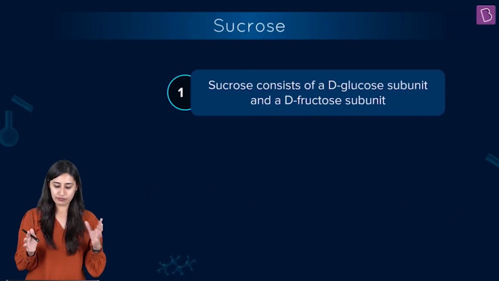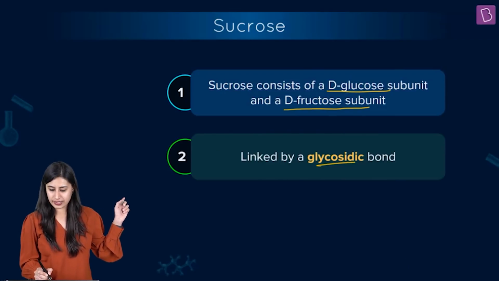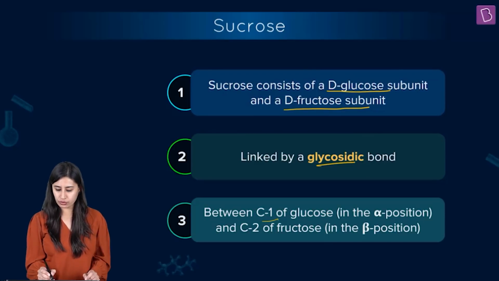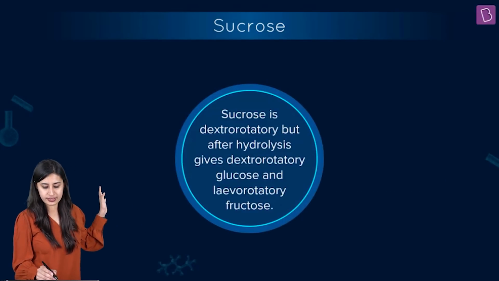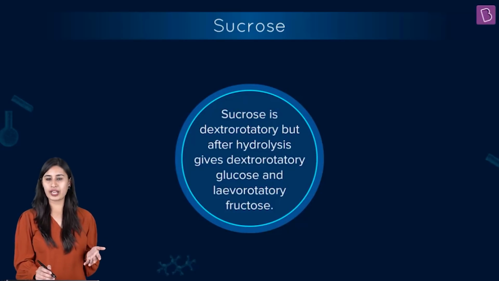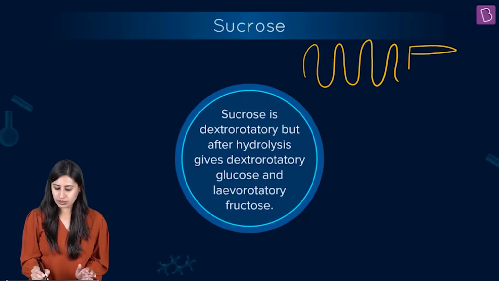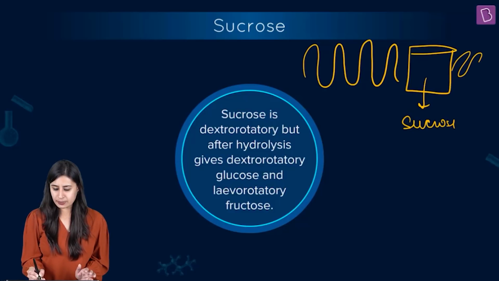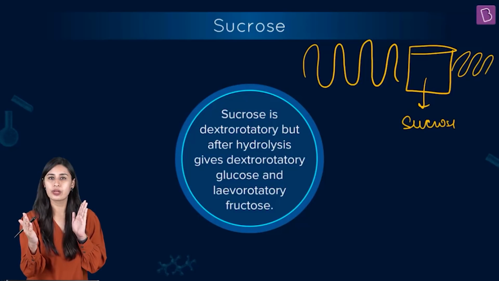But let's quickly reinforce the concepts that we have done. Sucrose consists of a D-glucose subunit and a D-fructose subunit linked by a glycosidic linkage, between carbon 1 of the glucose in the alpha position and carbon 2 of the fructose in the beta position, right? So sucrose is dextrorotatory. When I talk about plane polarized light, and let it pass through a solution containing sucrose, we will see that this plane polarized light is rotated in a clockwise direction, right?